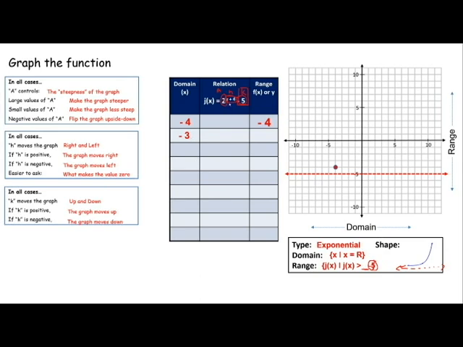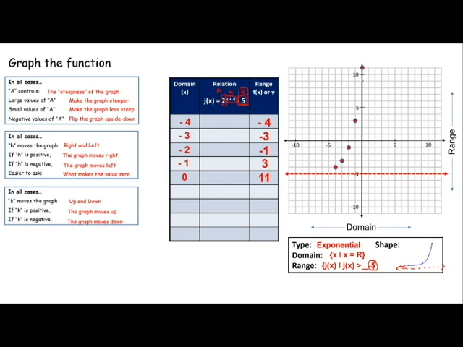Let's go with negative 3. Negative 3 plus 4 is 1. 2 to the first is 2. Minus 5 makes negative 3. I'm going to plug in a negative 2. Negative 2 plus 4 is 2. 2 squared is 4. Minus 5 is negative 1. And I'm going to continue doing that until I run out of space on my graph.